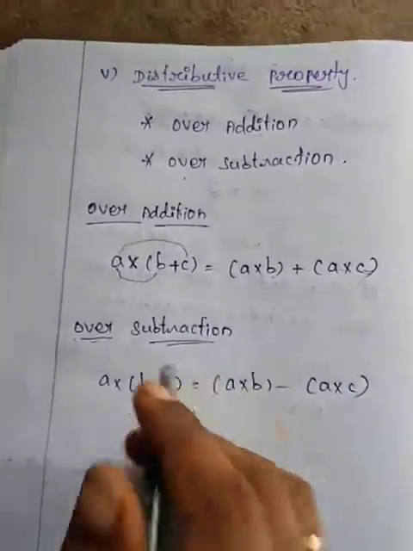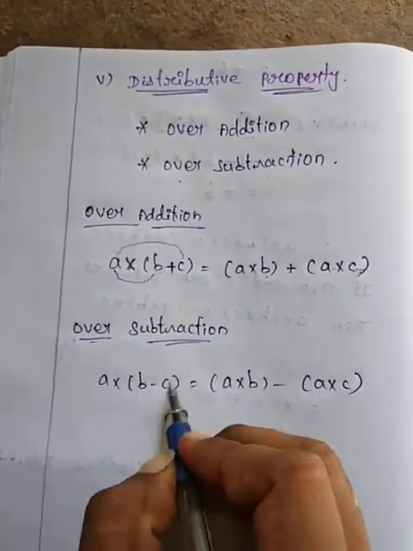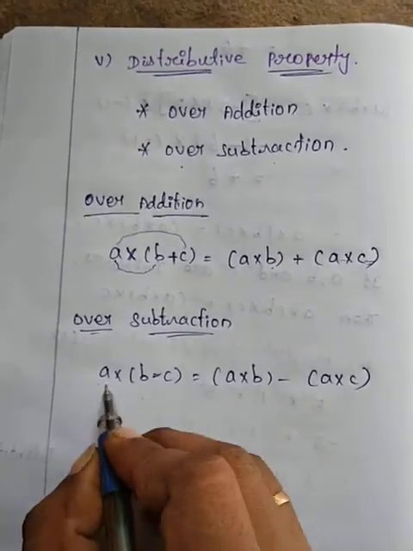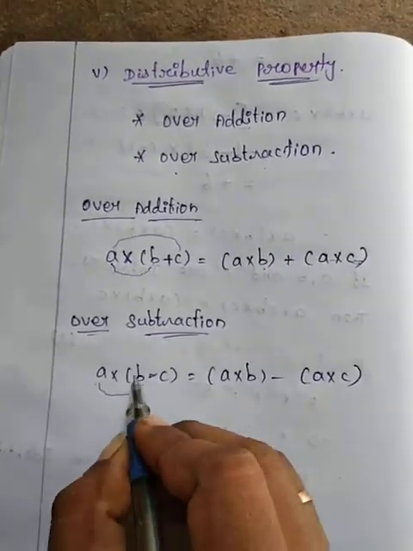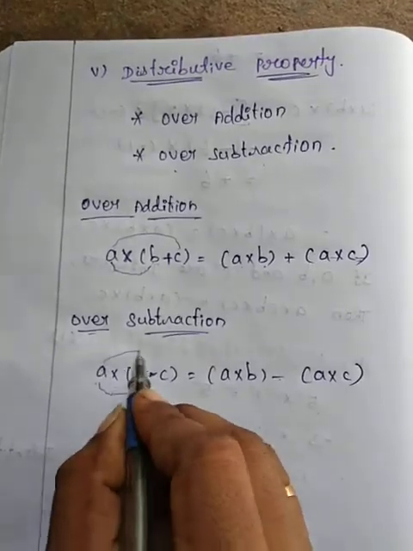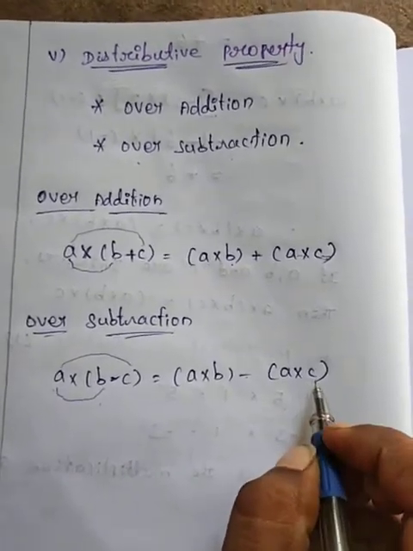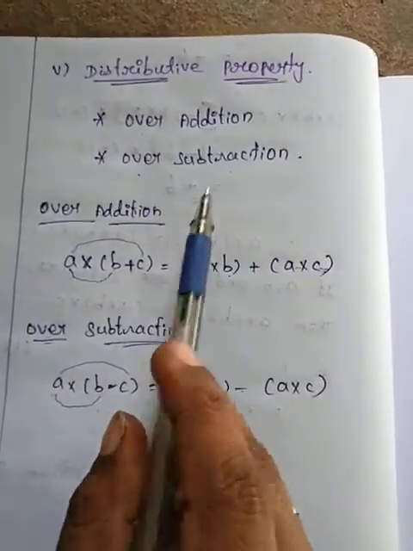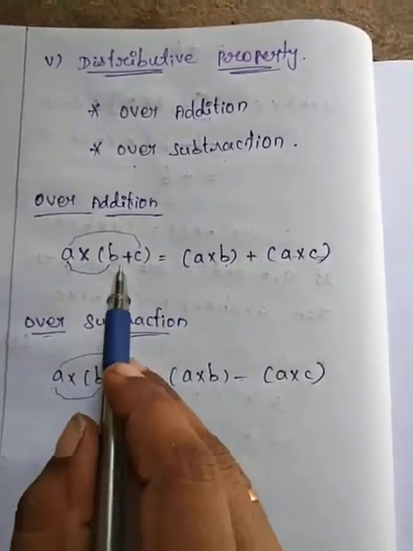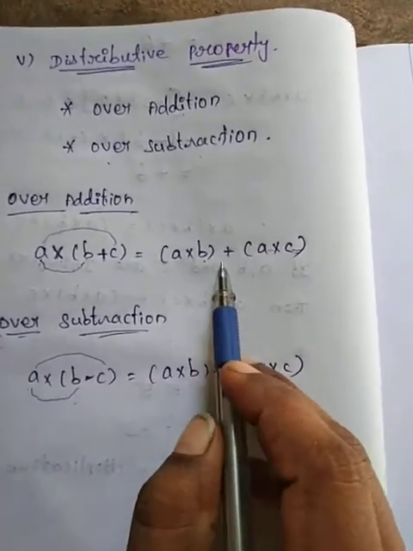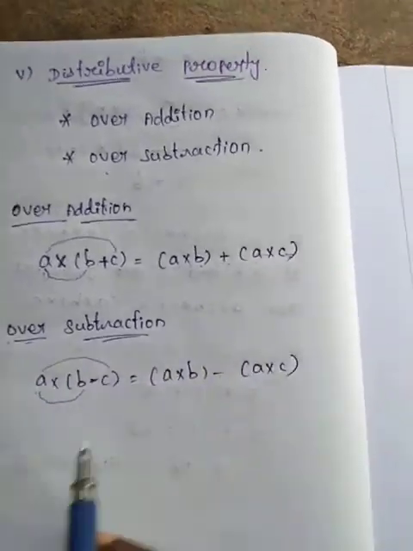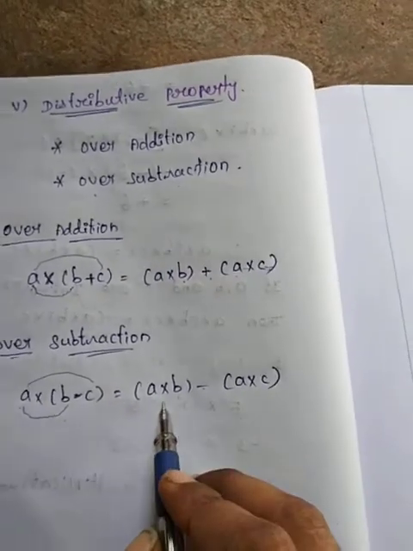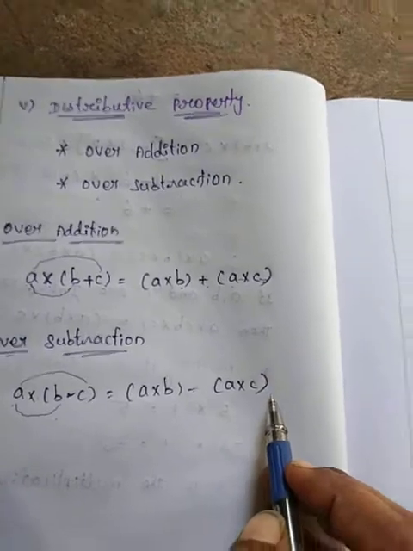Next, over subtraction. This is the same thing, but here plus, here is minus. a into (b minus c) is equal to a into b minus a into c. Do you understand? Distributive property, over addition and over subtraction. Over addition is a into (b plus c) is equal to a into b plus a into c. Over subtraction is a into (b minus c) is equal to a into b minus a into c.